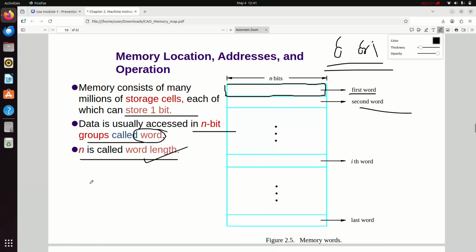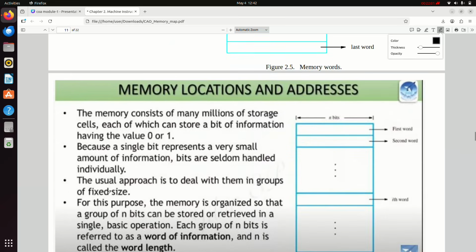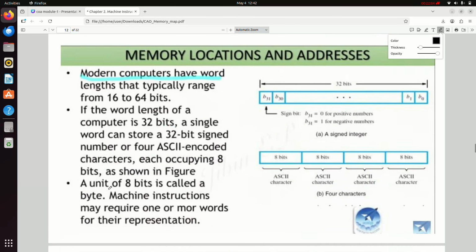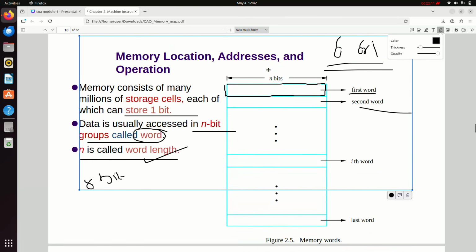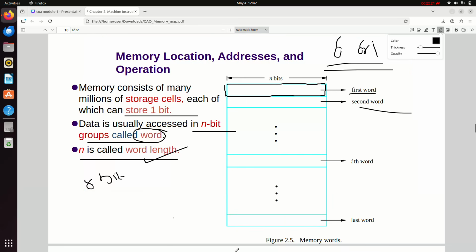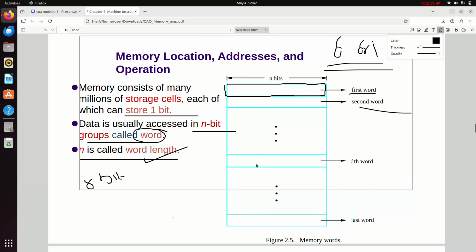If I am having an 8-bit processor, or 32-bit registers and all, 32 bits would be there. If I'm using, let's say, a 32-bit processor, then that n value is 32. That means each word contains 32 bits. Each word can be represented in 32 bits. So that is how you are going to store, how the memory is basically organized, the address, the operations and all we are going to understand here.